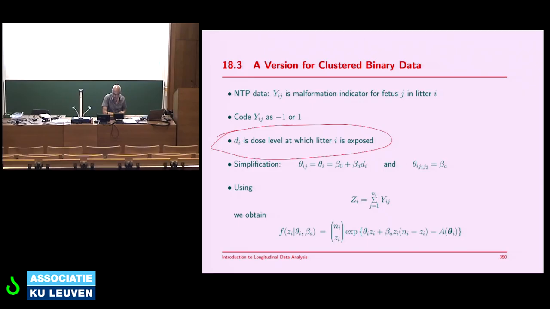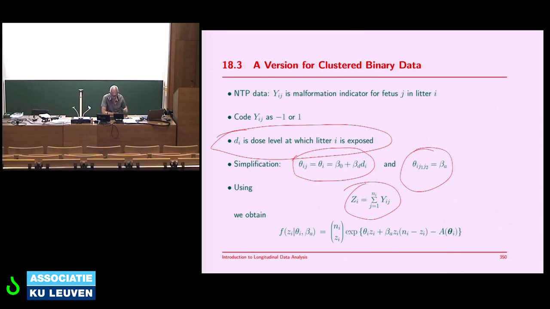And are there other ways to distinguish the fetuses? No. So-called exchangeability is useful. That is, the linear predictor is exchangeable. All fetuses from the same mother have the same theta ij. I can just as well say theta i. And I'm going to set the association parameter, which is the pairwise parameter, equal to a constant.